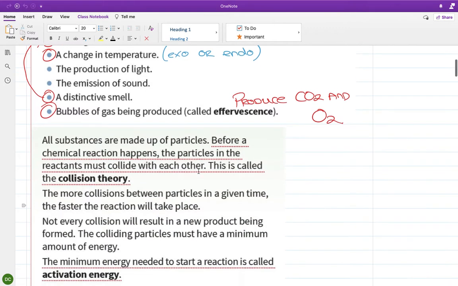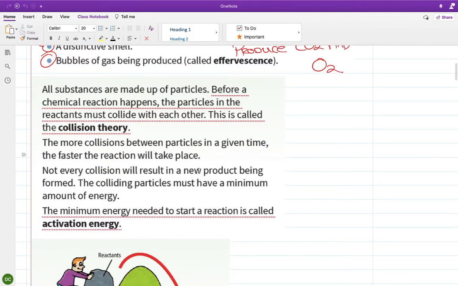So all substances are made up of particles. Now, this I spoke about as well. This is connected with what we were speaking about with effective collisions. All substances are made up of particles. Before a chemical reaction happens, the particles in the reactants must collide with each other. This is called collision theory. And if we link down here, the more collisions between particles in a given time, the faster the reaction will take place.